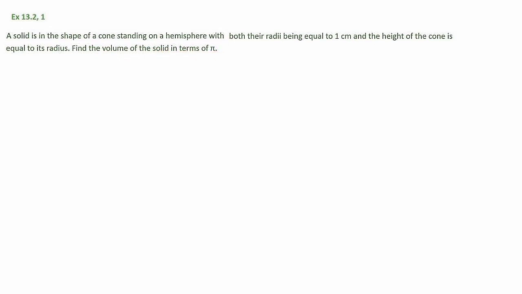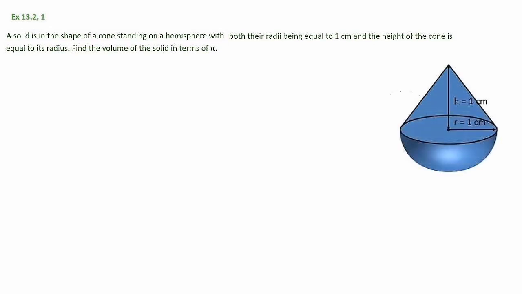So let's have a visualization of the solid. Here there is a cone standing on the hemisphere and the radius is 1 centimeter and the height is equal to its radius, means height is equal to 1 centimeter. So we have to find out the volume of the solid. So volume of the solid in the sense we have to calculate the volume of the cone and we have to calculate the volume of hemisphere and we have to add both these volumes. Then we will get the volume of the solid.